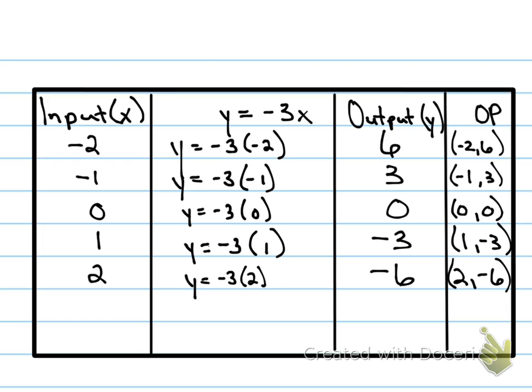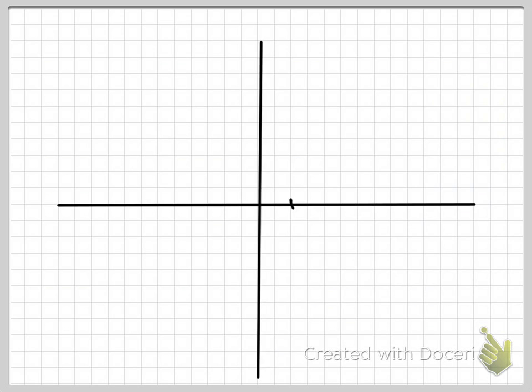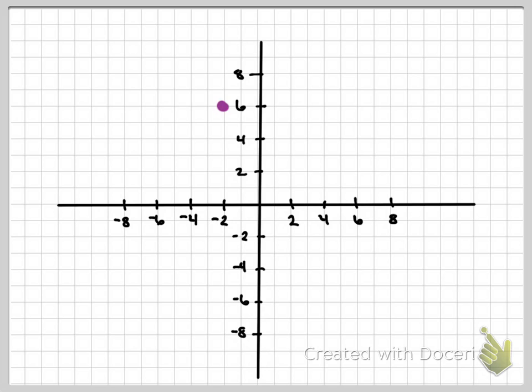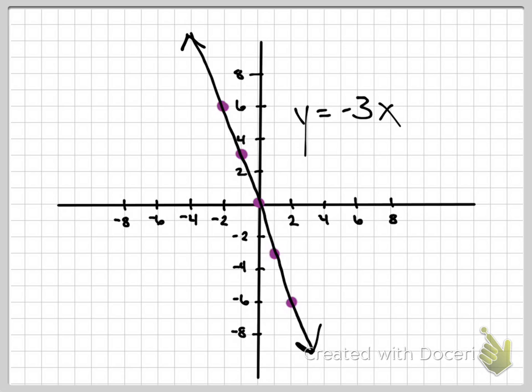Okay, so this part is very important also. All right, coming over here to the graph. Skipping every other line. First point goes at -2, 6, -1, 3, 0, 0, 1, -3, 2, -6. Guys, it always forms what kind of a line? A straight line. If yours is zigzag, you know it's wrong. You need to go back and redo it. Make sure you label your function on your graph. Y equals -3x. Any questions? It's on your test. Feel good about it?